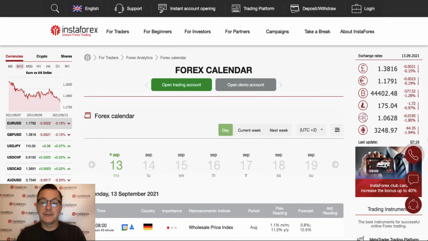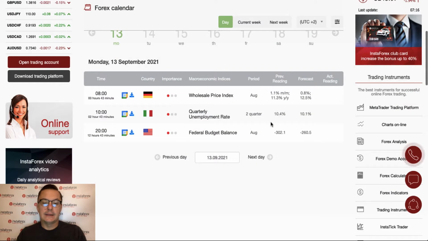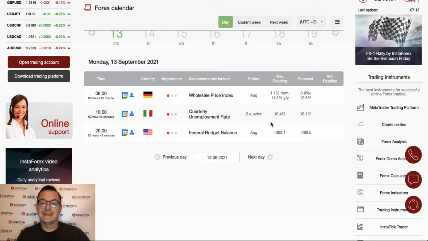Today is Monday the 13th of September 2021. Let's take a look at the Forex calendar today. As we can see, there isn't almost anything interesting in Monday's calendar.